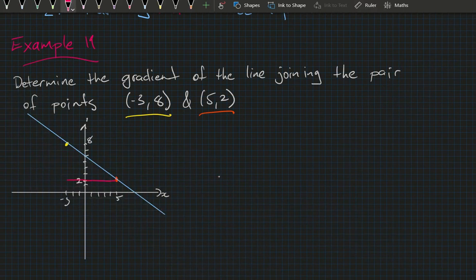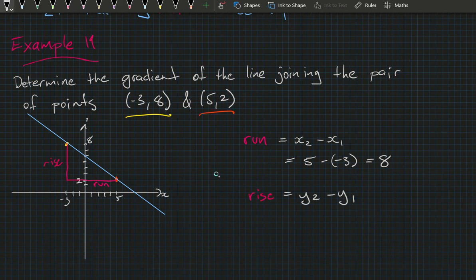So first we can figure out what the run is, and that's equal to x2 minus x1. And choosing the biggest value of x to be x2, well that's 5, therefore x1 is -3. So remembering that minus and minus is plus, the run has to be equal to 8. So to figure out the rise, well that's equal to y2 minus y1. So y2 has to be related to x2, so that's equal to 2, and y1 is equal to 8. So therefore our rise is equal to -6.